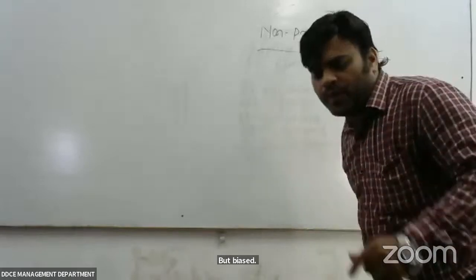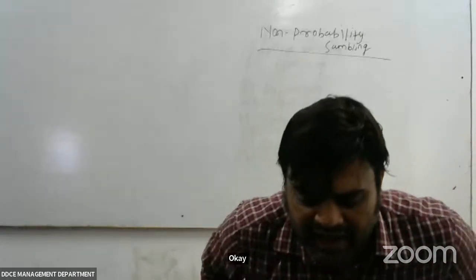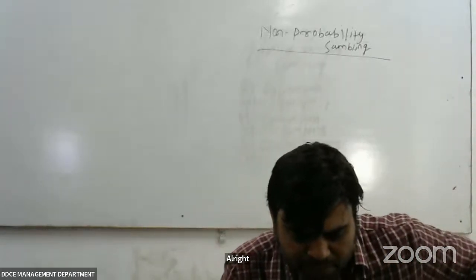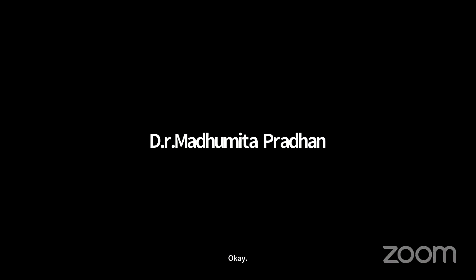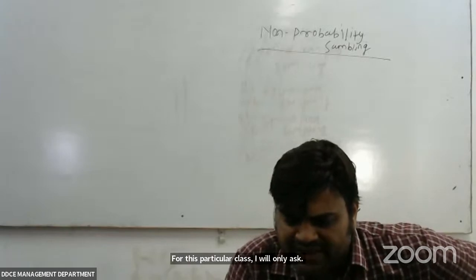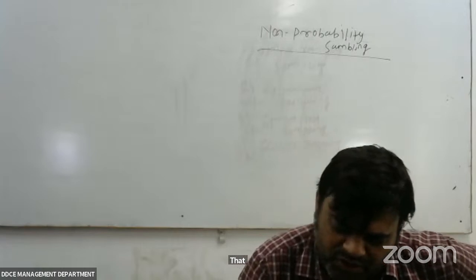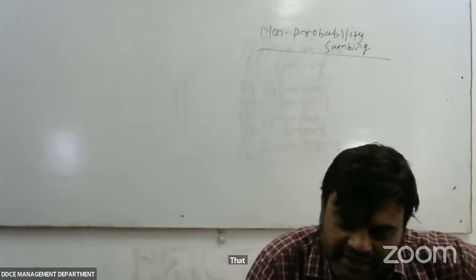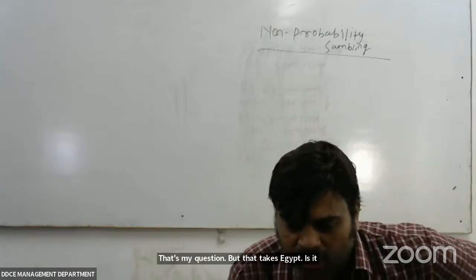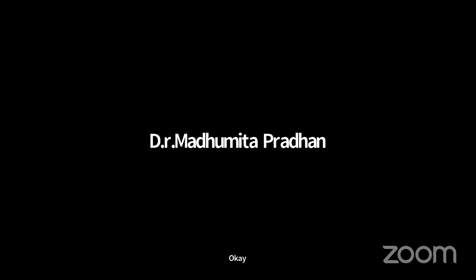Like covering something. Suppose in this particular class I will only ask Madhusmita questions, Dr. Madhumita. I will ask only Madhumita in this set. That means it is not probability sampling, so it becomes unbiased versus biased. It is biased, sir. Are you getting my point?